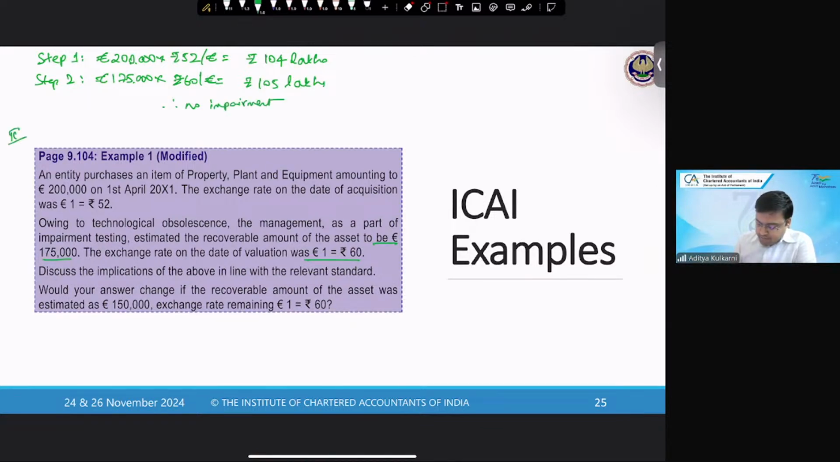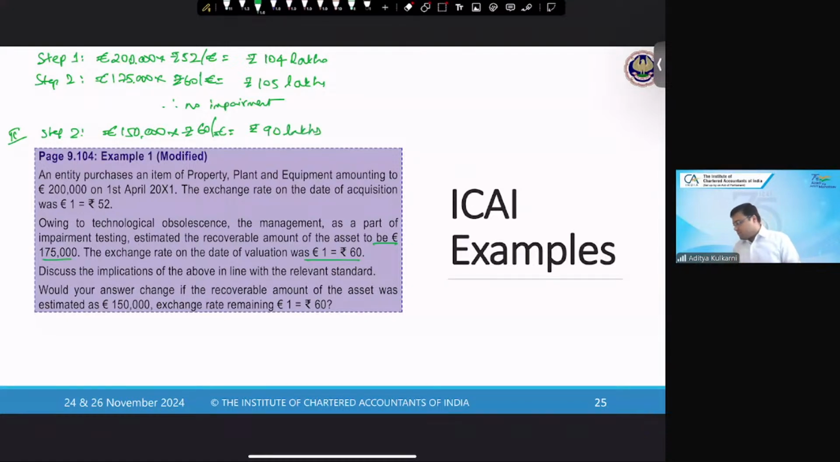In case 2, step 2 would be euros 150,000 into rupees 60 per euro. So that will be rupees 90 lakhs.